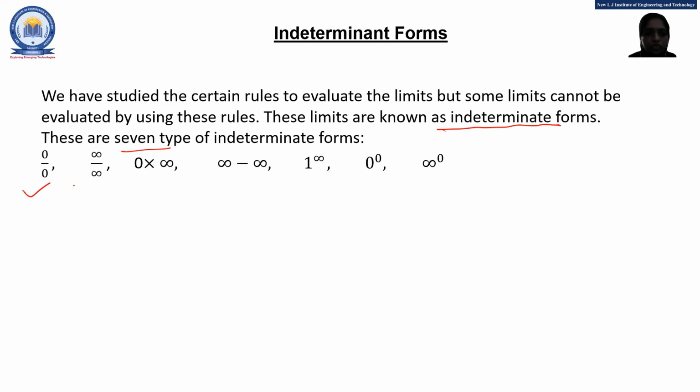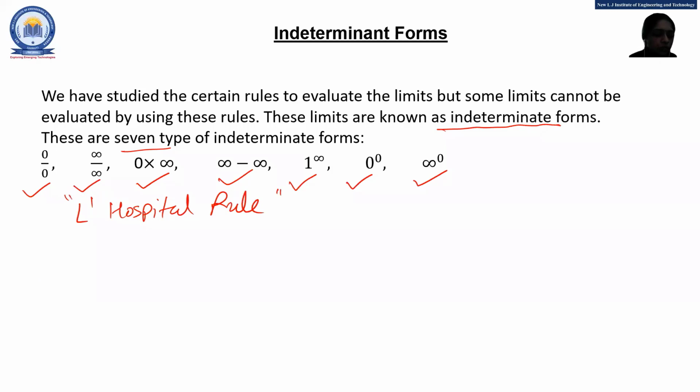First form is 0 by 0, infinity by infinity, then 0 into infinity. Fourth one is infinity minus infinity, 1 raised to infinity, 0 raised to 0, and infinity raised to 0. These kinds of forms are known as indeterminate form. For solving this type of form, we have to apply L'Hospital rule. Now, what is L'Hospital rule?